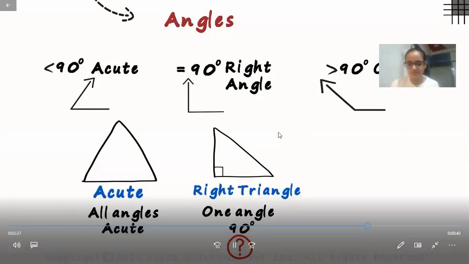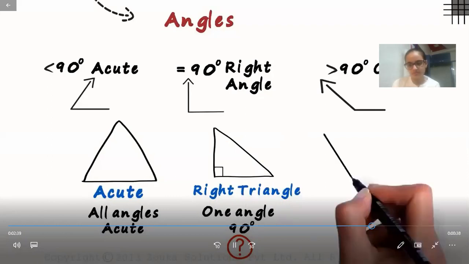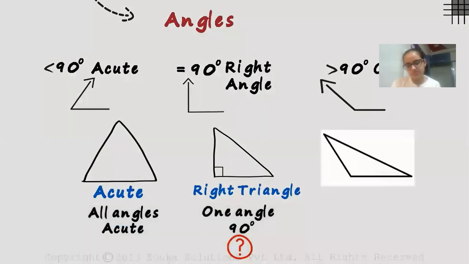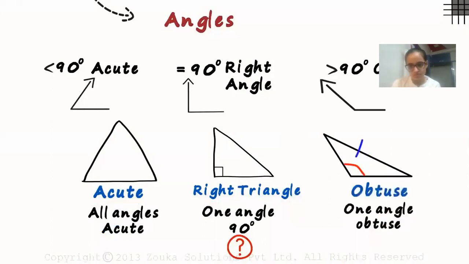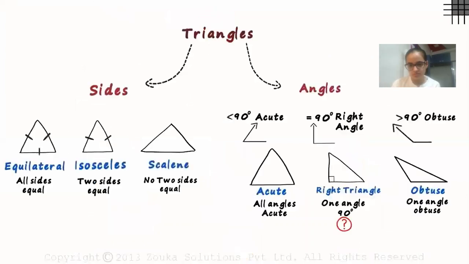The third kind of triangle looks a bit like this. If you observe carefully, you will see that just one angle is obtuse. A triangle in which one angle is obtuse is called an obtuse angle triangle. This angle in the triangle is greater than 90 degrees, which makes it obtuse. So this was the basic classification of triangles. To revisit what we have covered so far, please go through the summary at the end of this video.